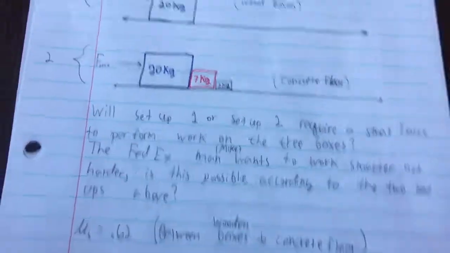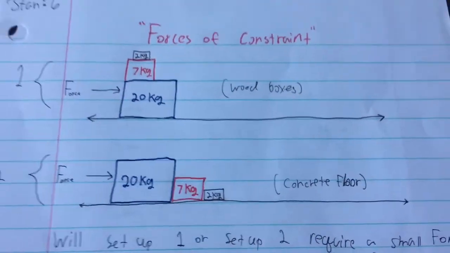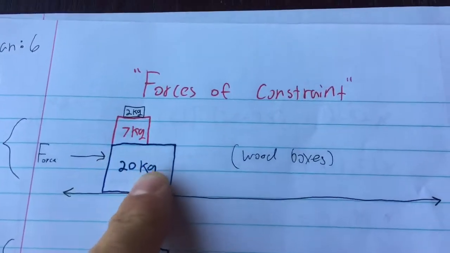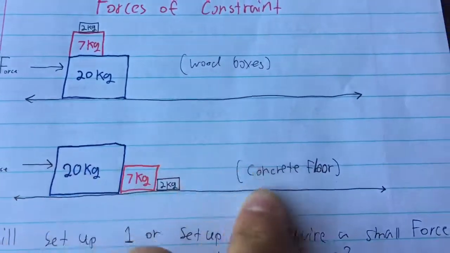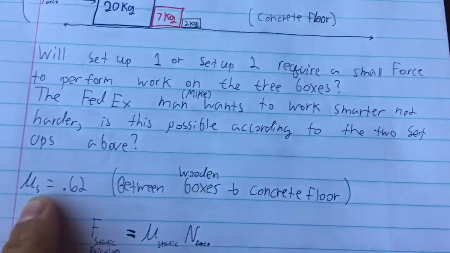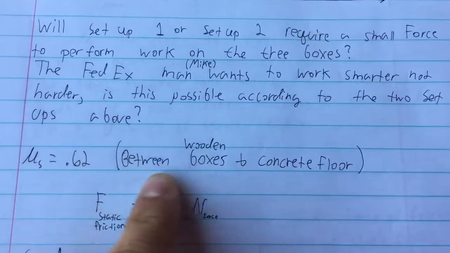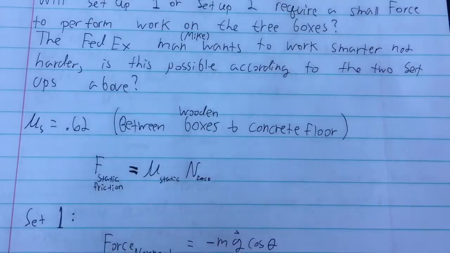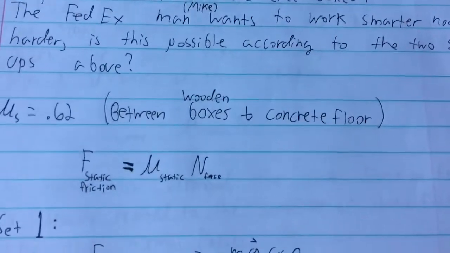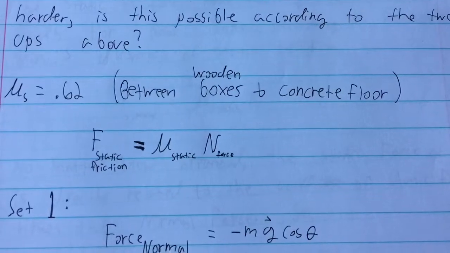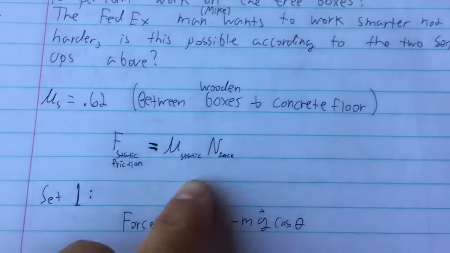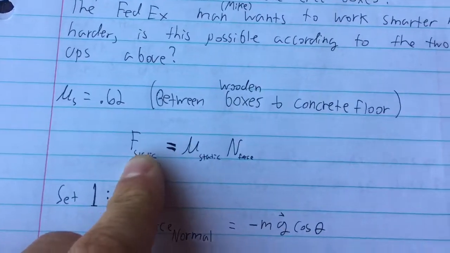So let's see. In this scenario, we are going to say that these boxes that Mike's been pushing around are solid wood boxes. So it's a wood box acting on a concrete floor, and our coefficient of static friction is going to be 0.62 in this problem. It's important to remember that the force of static friction is going to be equal to the coefficient of static friction times the normal force, and this is going to give the maximum static friction.